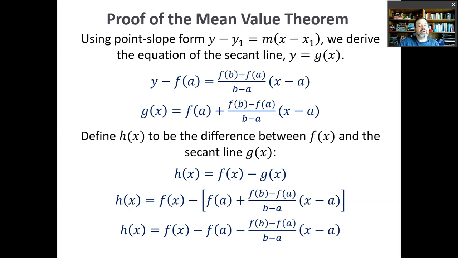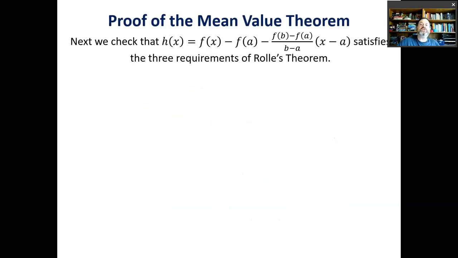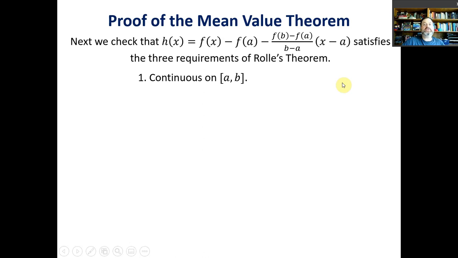So look at what we have. We have h of x just in terms of f of x, which is what we want. Remember, f of a is a known value, a is known, b is known, and f of b is known. Those are constants. Those are known values. The only thing not known is x. So now we check that this h of x function satisfies the three requirements of Rolle's theorem. Is it continuous and differentiable? So that's something that you have to be able to check.